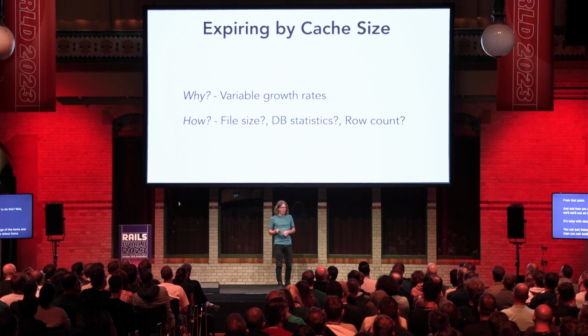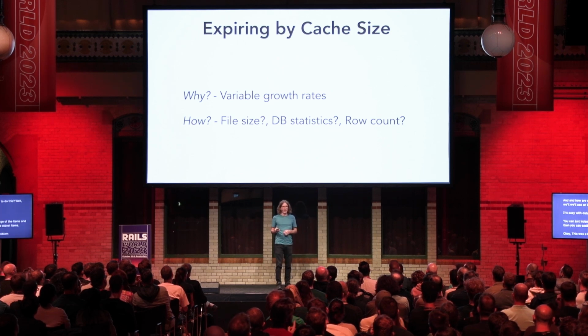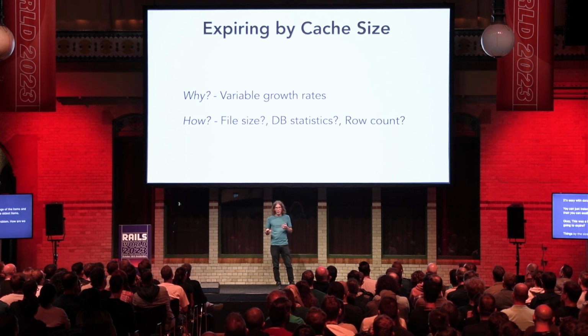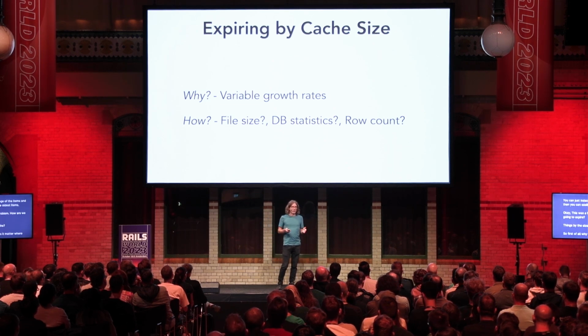This was the harder problem. How are we going to expire things by the size of a cache? So first of all, why does this even matter? We're already expiring things by age. Well, your cache could have variable growth rates. If you're doing fragment caching, you might have some partial that just gets used on every page, and then you change it, and it changes the digest, and suddenly you get this huge influx of data into your cache. So the rate that your cache is going to grow at will vary over time.